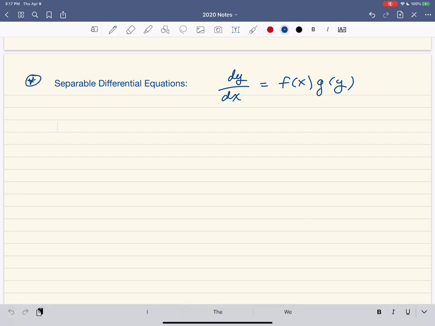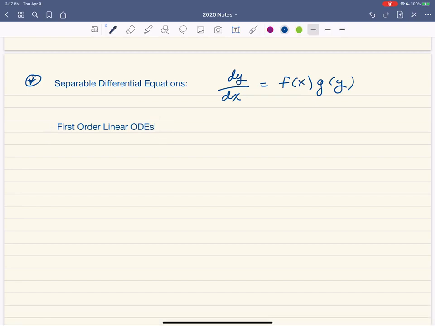After that, we talked about first order linear differential equations. So ODEs, ordinary differential equations. Remember that's what that stands for. And these are differential equations of the form dy/dx plus p of x times y equals q of x. And it turns out that those are all equations that we can solve.